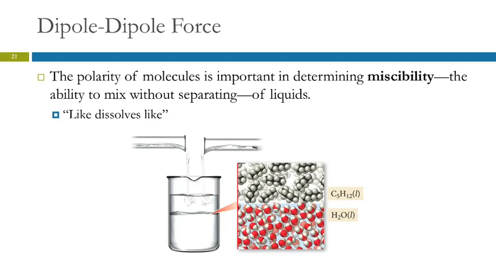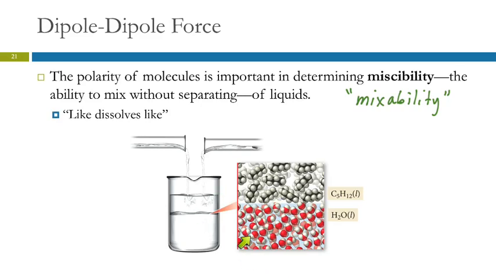So polarity is important in determining miscibility. That's a word that doesn't show up in everyday life. This is not a word, but it probably makes more sense: mixability. Mixability, miscibility. Miscibility is the ability of 2 liquids to mix. Water and alcohol are miscible. Water and oil are not miscible. They don't mix, they separate into layers.